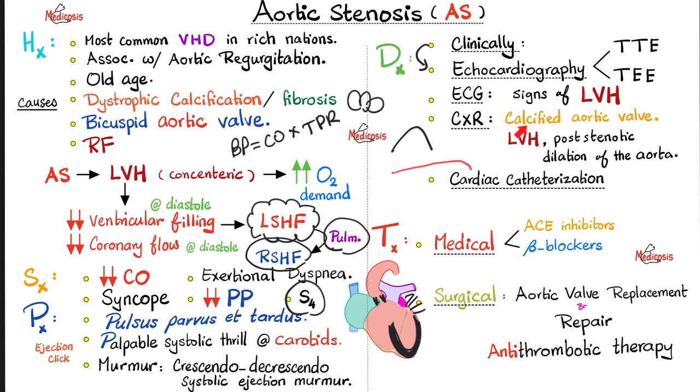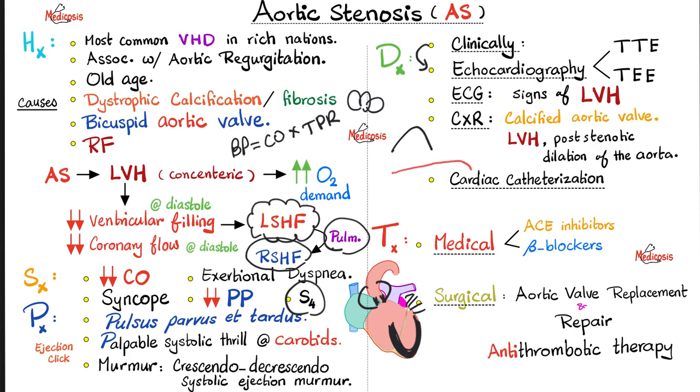Chest X-ray. In severe late stages of aortic stenosis, you can see the calcifications in the aortic valve on chest X-ray. You might even see the left ventricular enlargement and the post-stenotic aortic dilation that happens after the stenosis. If you want the most accurate test, although not necessary in many cases, it's cardiac catheterization.